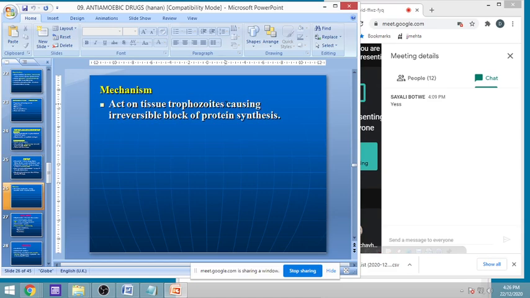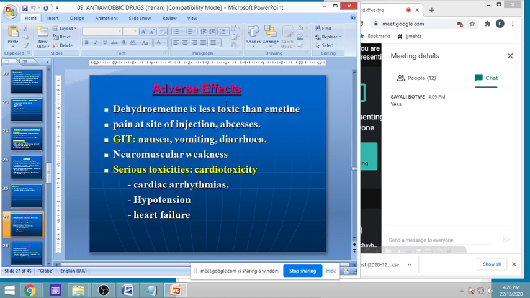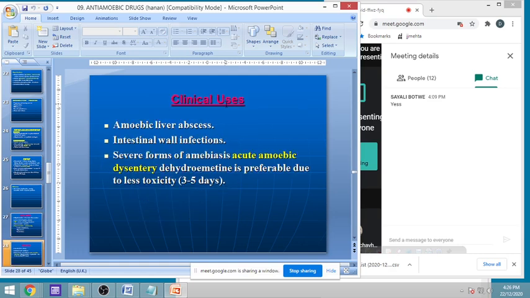It acts on tissue trophozoites, causing irreversible block of protein synthesis, so these trophozoites are not able to carry out protein synthesis. Dehydroemetine is less toxic than emetine. Adverse effects: pain at the site of injection, and it can cause abscesses, that is pus-filled boils. GIT effects: nausea, vomiting, diarrhea. It can cause neuromuscular weakness, and there are serious toxicities like cardiotoxicity: arrhythmias, hypotension, and heart failure can occur because of emetine and dehydroemetine.